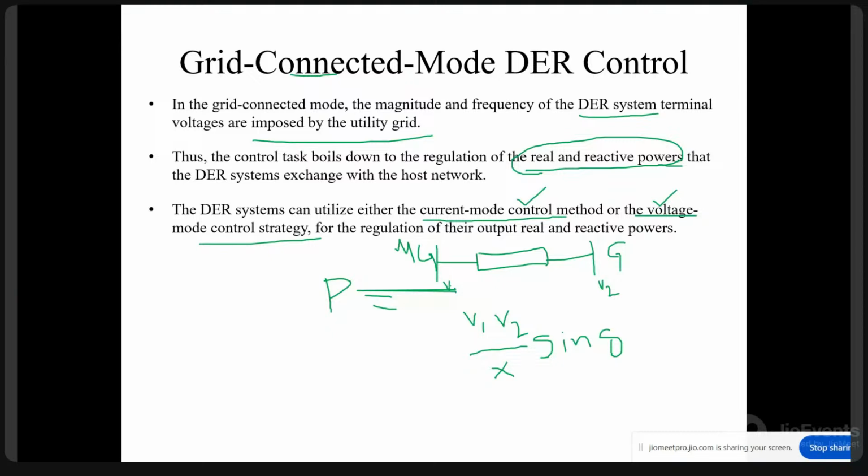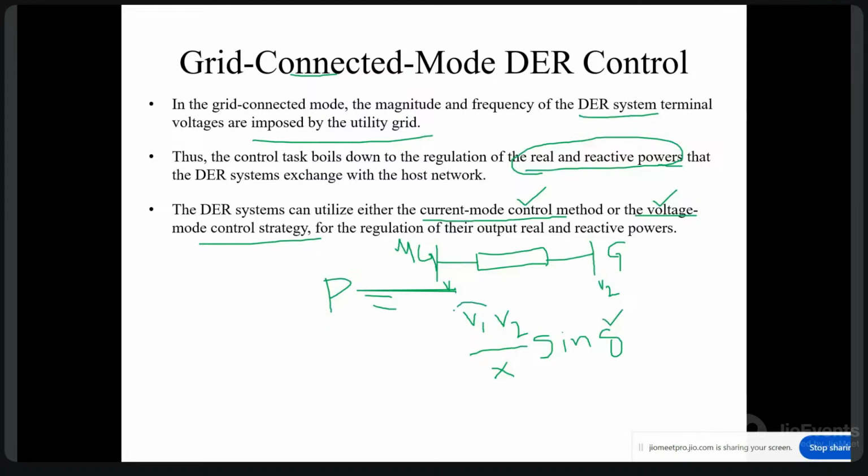The phase difference between the V1 bus and V2, the other bus, bus 1 and bus 2, or the microgrid bus and the grid bus, right? Yes, sir. So this is the amount of real power that is flowing. By controlling the delta, we can control the amount of real power that is flowing.